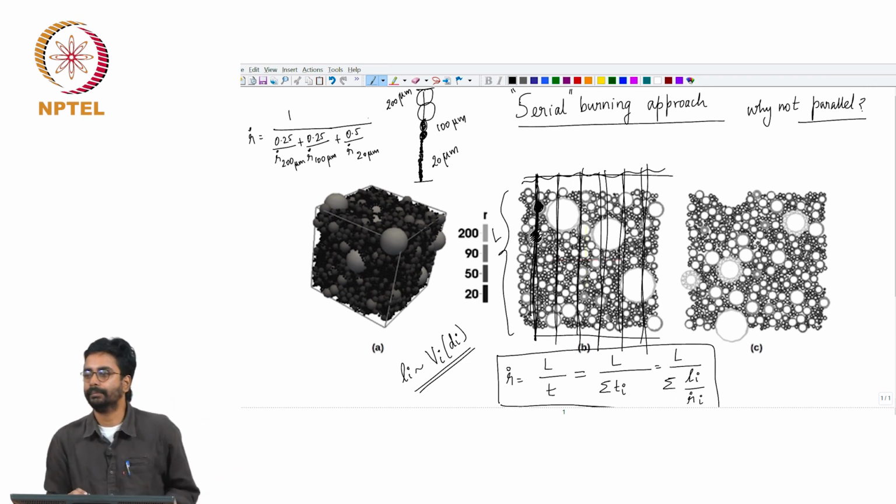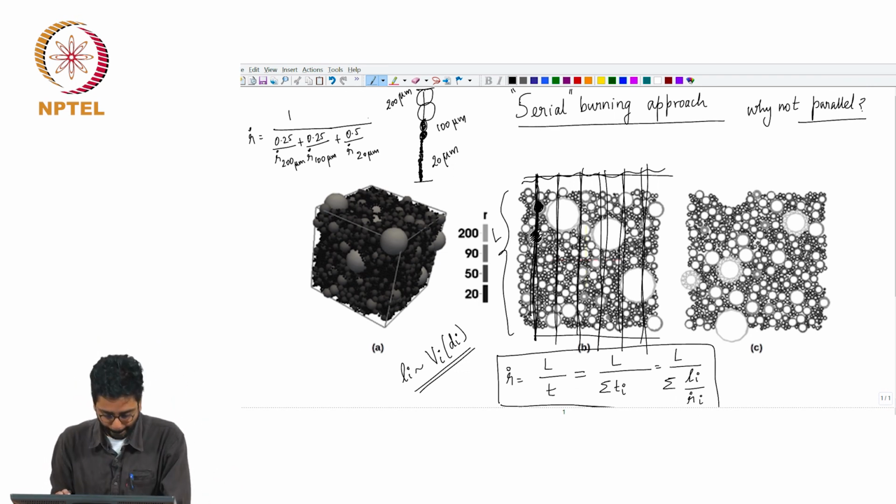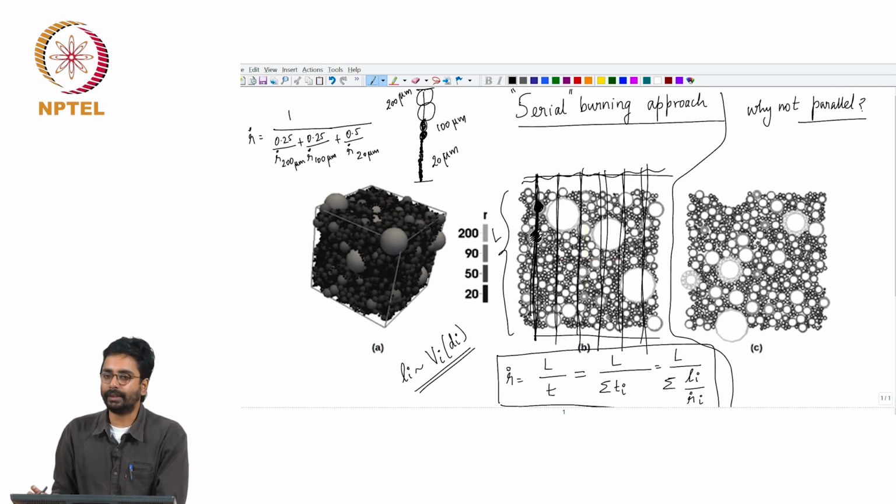That is it. Okay. This will be the burn rate. Okay. So, that is the serial burning approach. Okay. Let us look at the other approach, which is called the parallel burning approach.